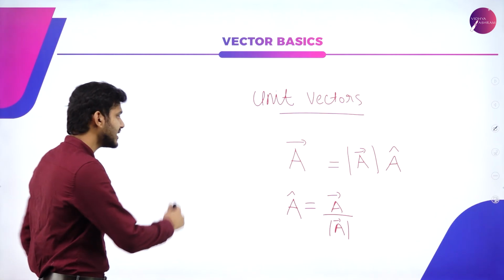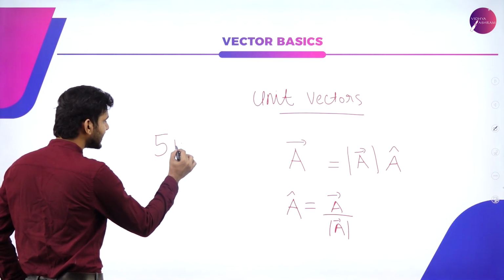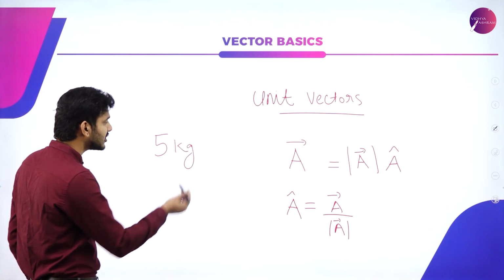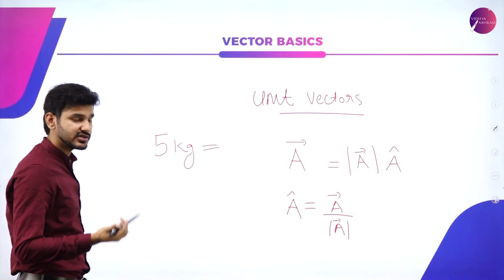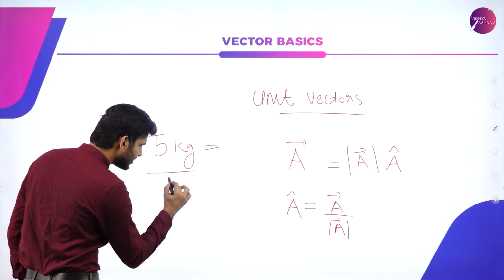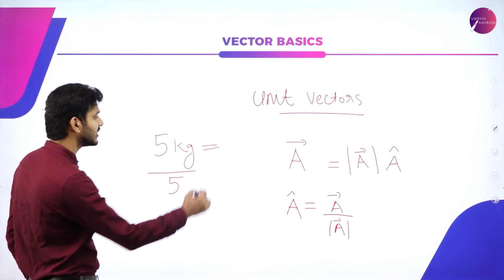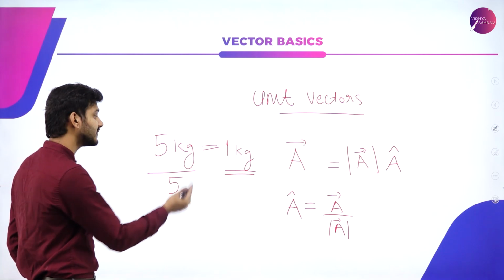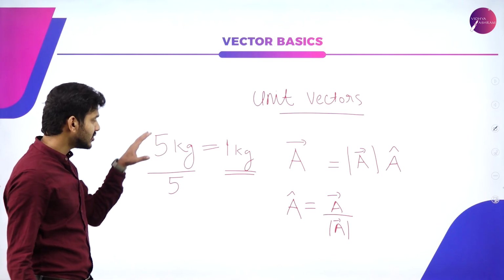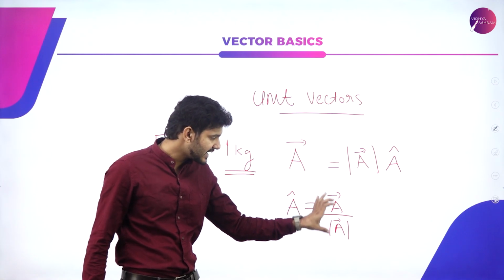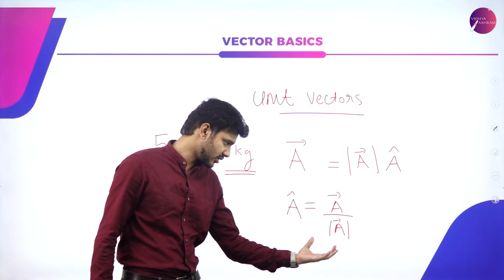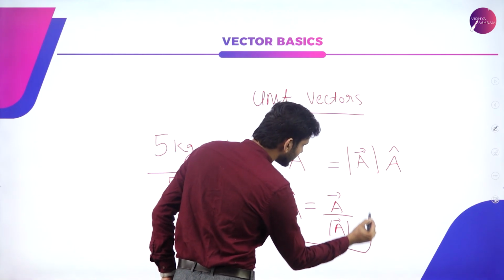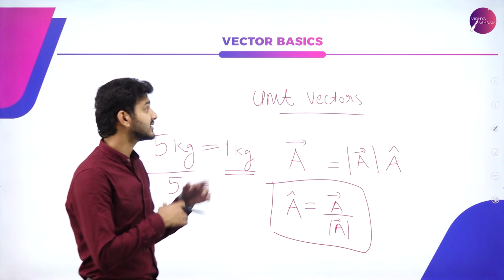It is simple. It is basically saying that if you have 5 kilograms of something and you want to find the base unit of kilogram, the unit value of kilogram, you just divide by the magnitude value of that particular quantity, then you will get 1 kg. This is the unit value of this particular quantity. So just like that, when vector A is divided by its magnitude, immediately you will get the unit vector.